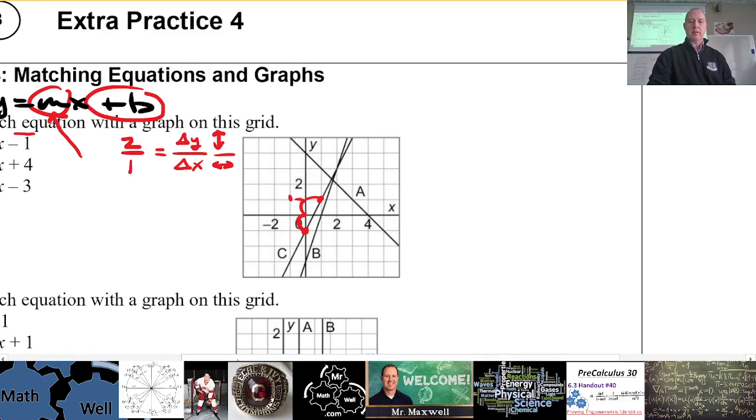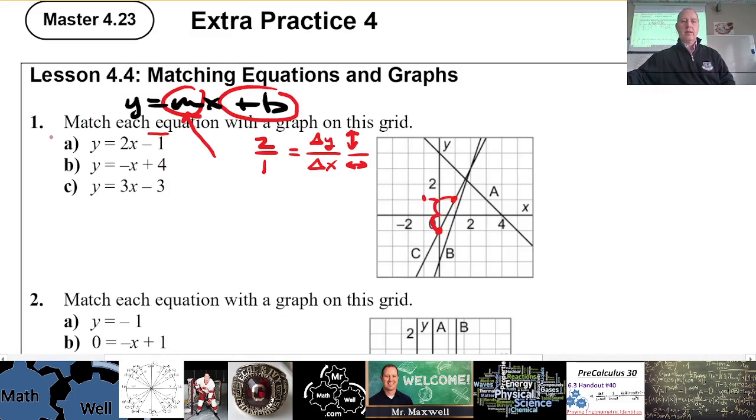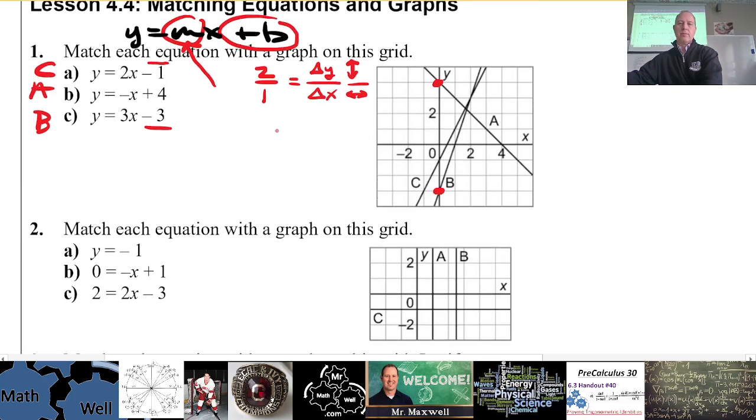All right, let me get back over there. So this is C. Quickly now, b equals 4. That's going to be up here, so that's going to be line A. And then finally, we have line B, and that makes sense because we have -3 for a y-intercept and a positive slope. So C, A, B.